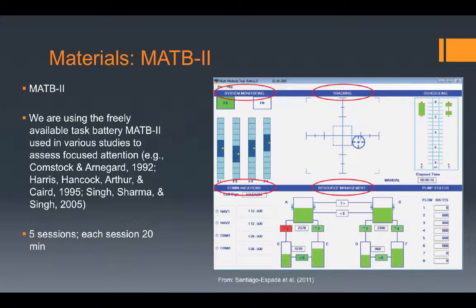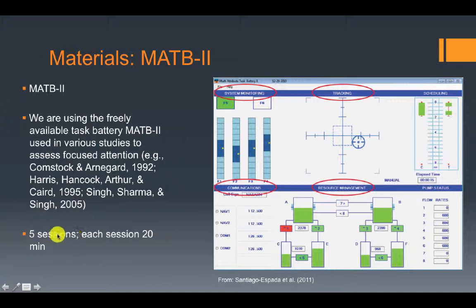Not only limited to studies that were concerned with focused attention, but it's also been used in vigilance research and particularly often in the aviation domain, as the tasks closely resemble, for example, the tasks that a pilot would have to perform flying an airplane. We will be concentrating on the system monitoring and the tracking tasks, so these will be the two that we will administer to the participants.